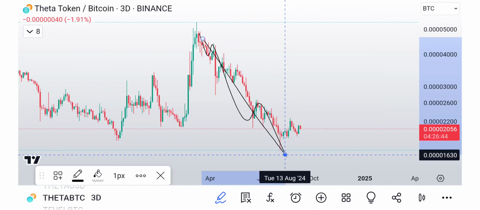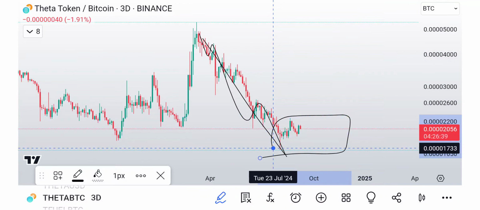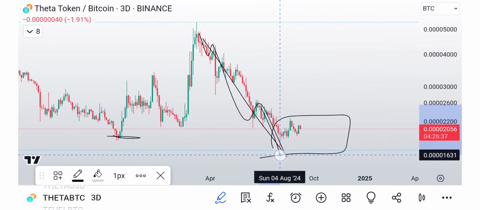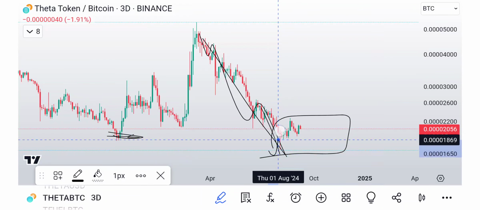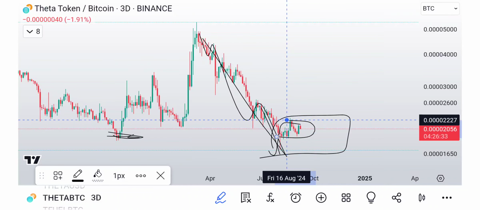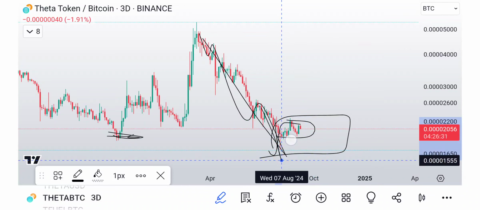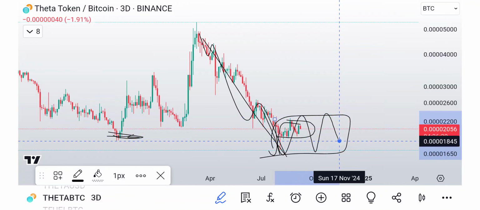So there's your 5th wave. And now we're sort of building a base in here. And you can see how we broke this low. We grabbed that liquidity, but look what happened. We came right back into it. So I would imagine consolidation, oscillation, right?